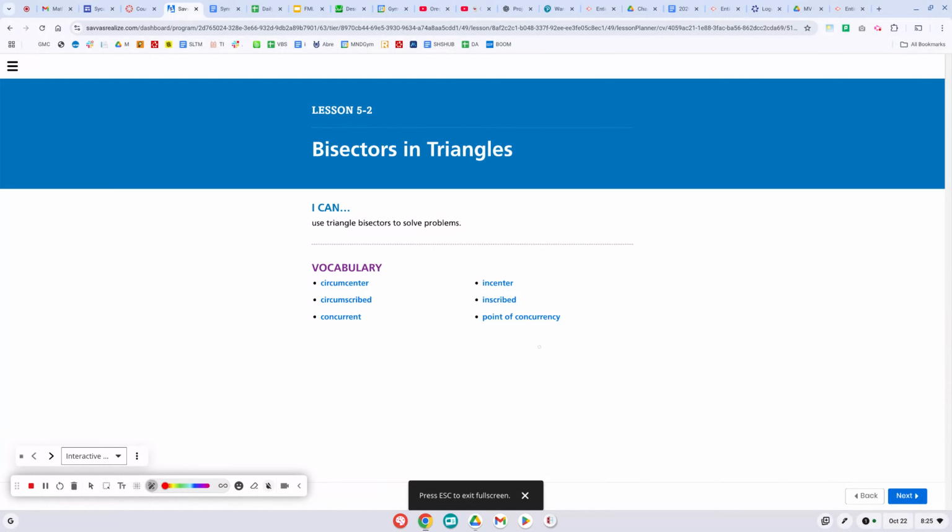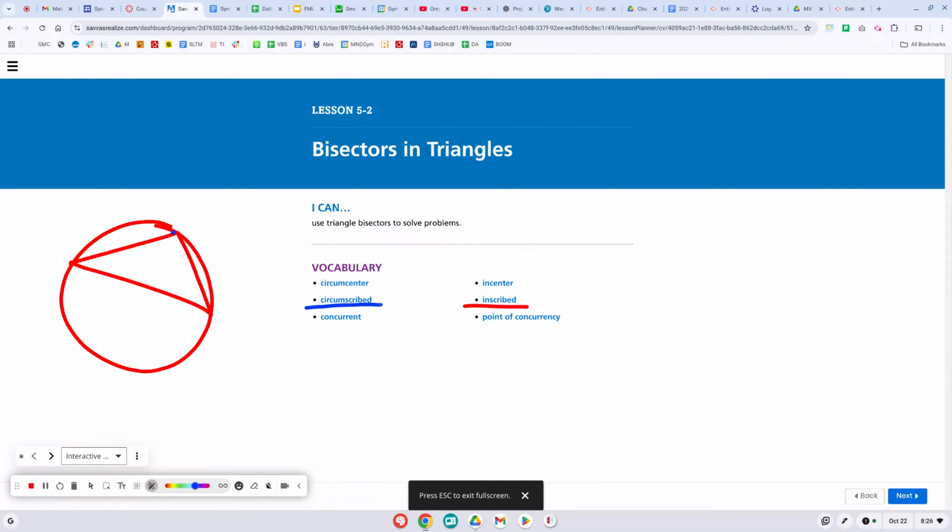Now, we're going to use these words circumscribed and inscribed. So here I have a triangle that's inscribed. The triangle is inscribed, and the circle, you would say, circumscribes the triangle. So that's how those words are used. Okay, all right, let's move on.